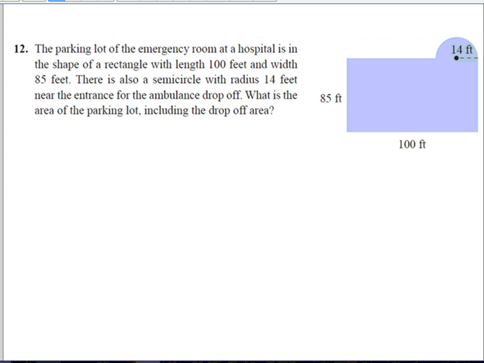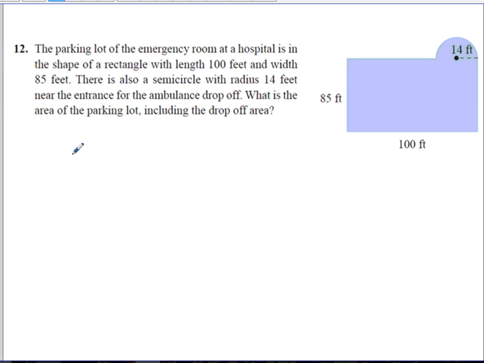Here we have parking lots, and the emergency room of the hospital has this half circle here for where the ambulance can drop off the patients right by the door. So we have, as you can see, a rectangle and a semicircle for our shape. And the dimensions are written already on our diagram for it, which is nice. We have 85 by 100 feet, and we do have a radius here of the semicircle of 14 feet.